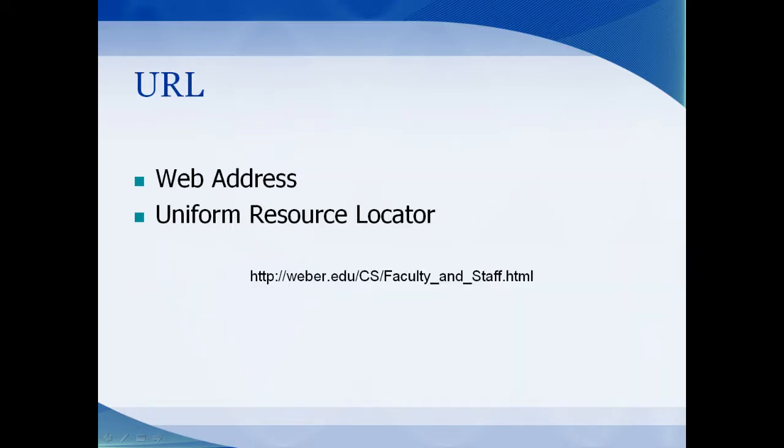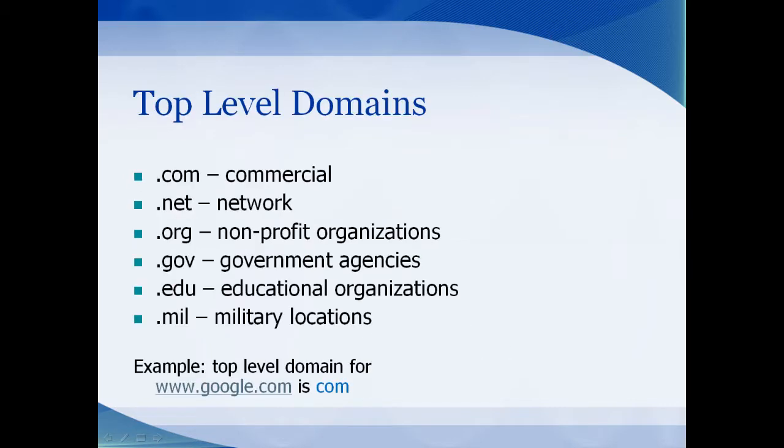A URL uses that domain name to get specific information. The URL consists of a protocol, which on a web page is usually HTTP. I'm sure you've seen that before. The network name is weber.edu. In this case, there's a folder called CS that contains the information about the computer science department here at Weber State. And then the page name is called facultyandstaff.html.